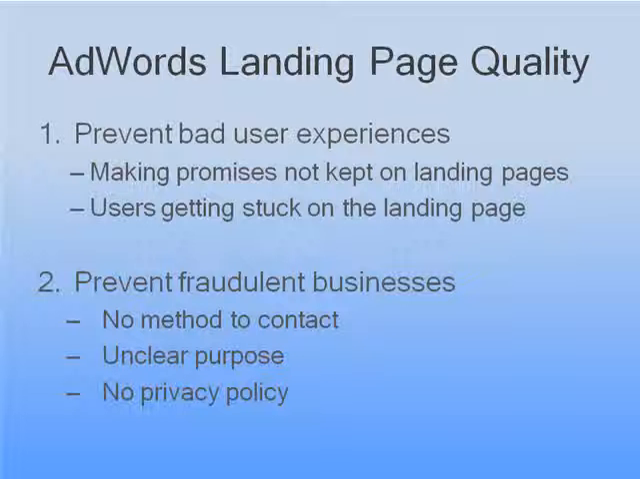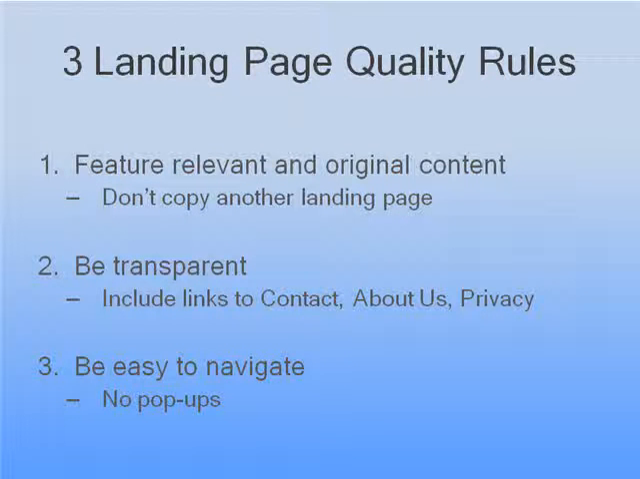And the second reason is because Google doesn't want fraudulent businesses advertising on Google who will rip off Google users. This is pretty obvious. For this reason, Google wants you to display as much information as you can to prove that you're a legitimate business. For example, you should always include a method to contact your business, information about your products and services, and if you use any web forms, then you need a privacy policy that discloses how the information will be used. Now you know why the AdWords landing page quality score exists.